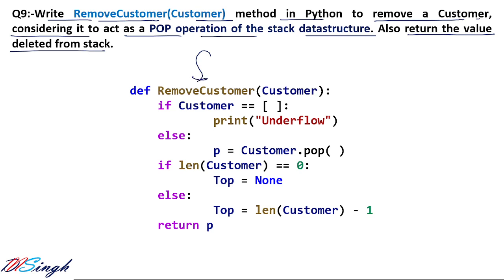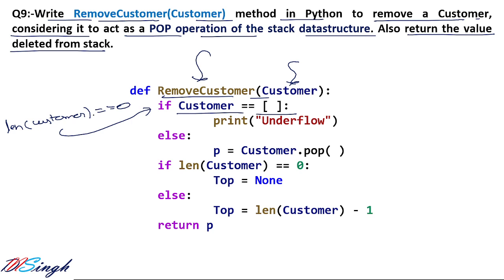So we wrote a function called remove customer where we have passed our stack inside it, and we checked if the length of this list is empty. Another way of checking if it is empty or not, remember previously how we have checked? Len of customer equal to 0. These two are the same.